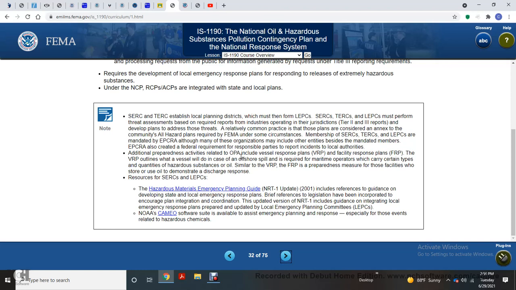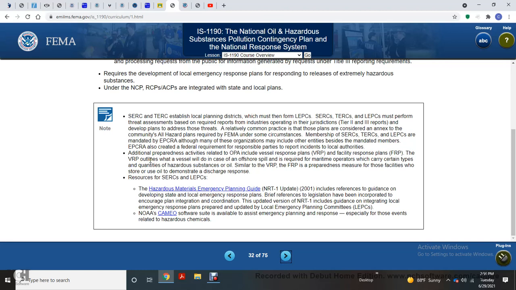Additional prepared activities related to the Oil Pollution Act include the Vessel Response Plan and Facility Response Plans. The Vessel Response Plan outlines what vessels will do in case of an offshore spill, with the required maritime operators which carry a certain type and quantities of hazardous substance or oil. Similar to the Vessel Response Plan, the Federal Facility Response Plan prepares measures for those facilities that store oil and demonstrate the discharge response.